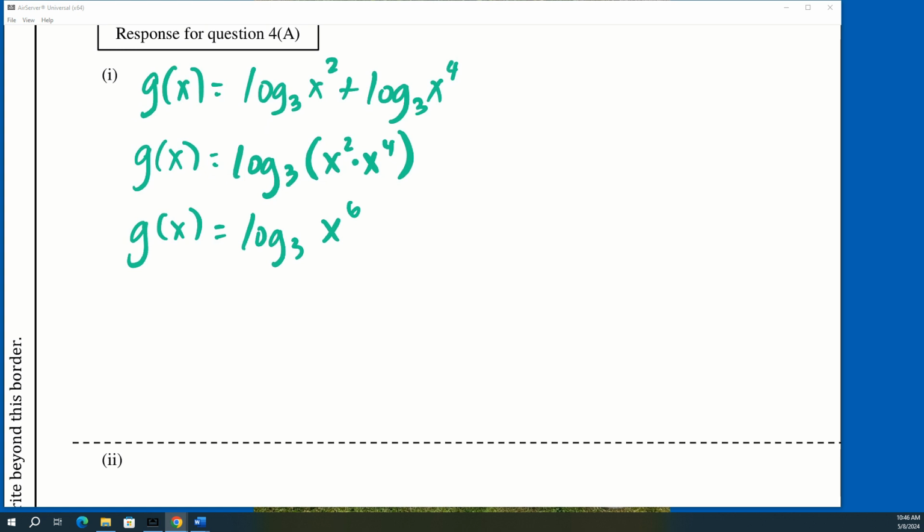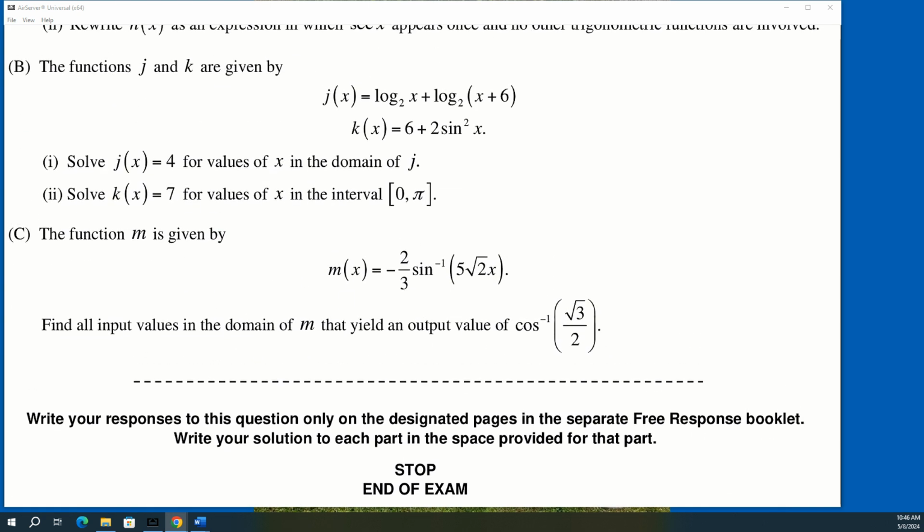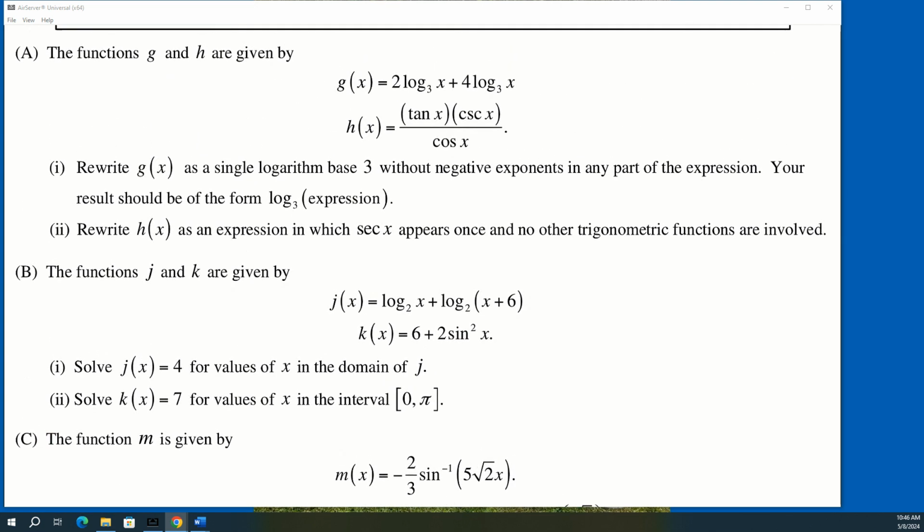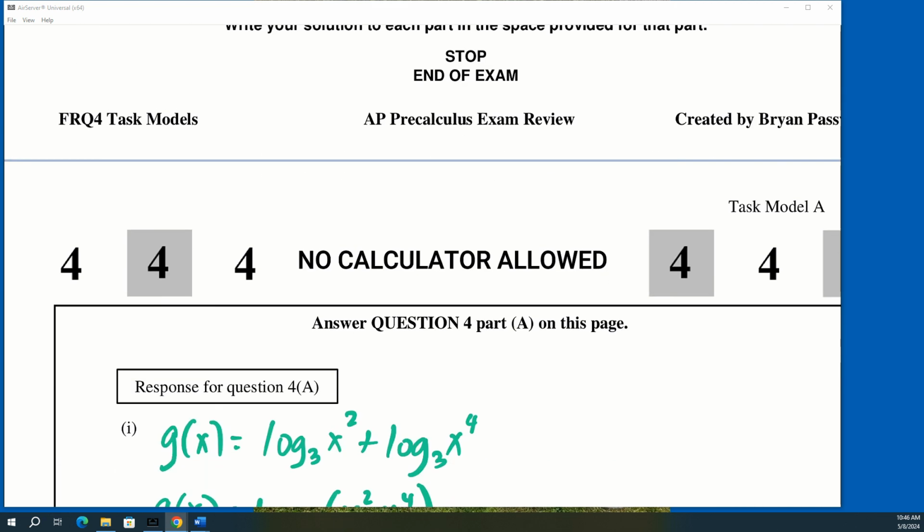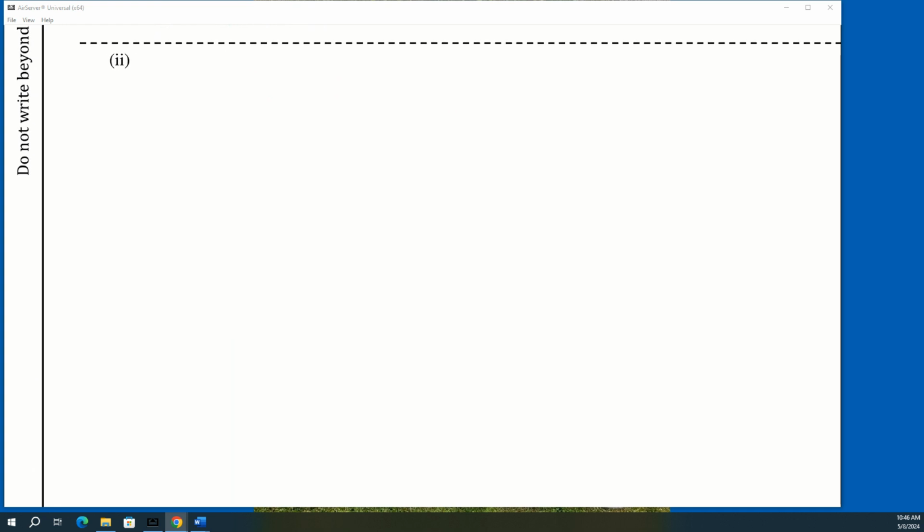So then part 2 says to rewrite h as an expression in which secant of x appears once and no other trigonometric functions are involved. So we did a lot of these also. So h involves a bunch of multiplication and division. Do you guys remember what we typically did on those? Using the identities. Write them all using sines and cosines. I cannot promise you that's what you're going to need to do on your test. But if it's multiplication and division, typically, if you write everything using sine and cosine, then it works out.